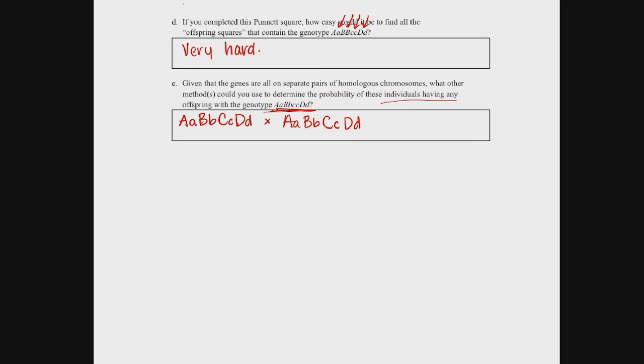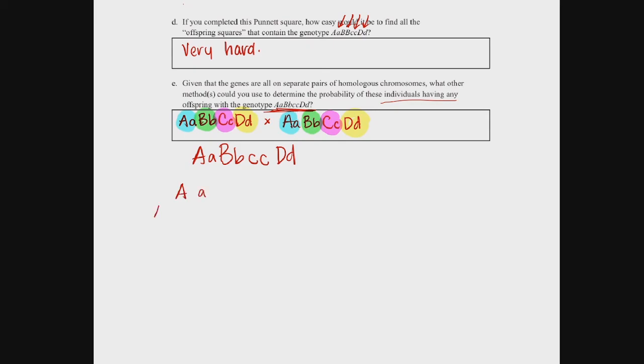So, I'm going to cross these with each other, these with each other, and finally the D with each other. If we were to do all these Punnett squares, we're looking for, just to clarify, the one that we want to find, which looks like this. And this is what I was talking about with the probabilities.